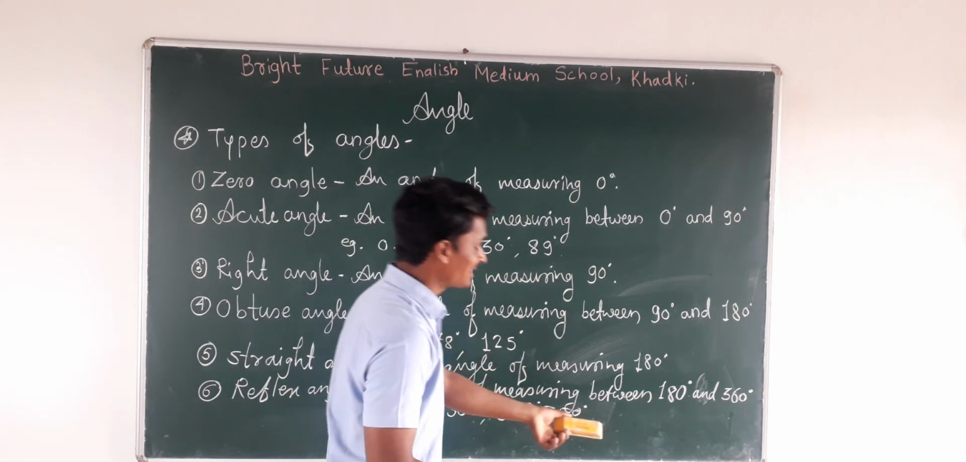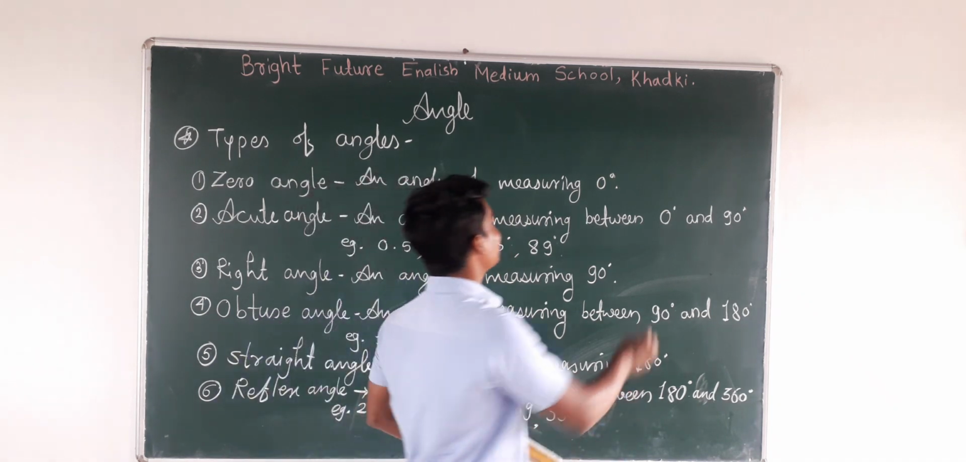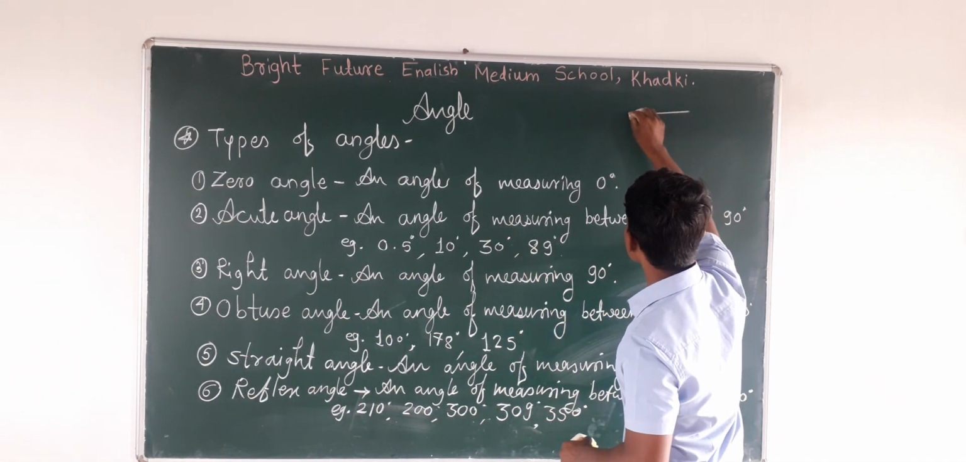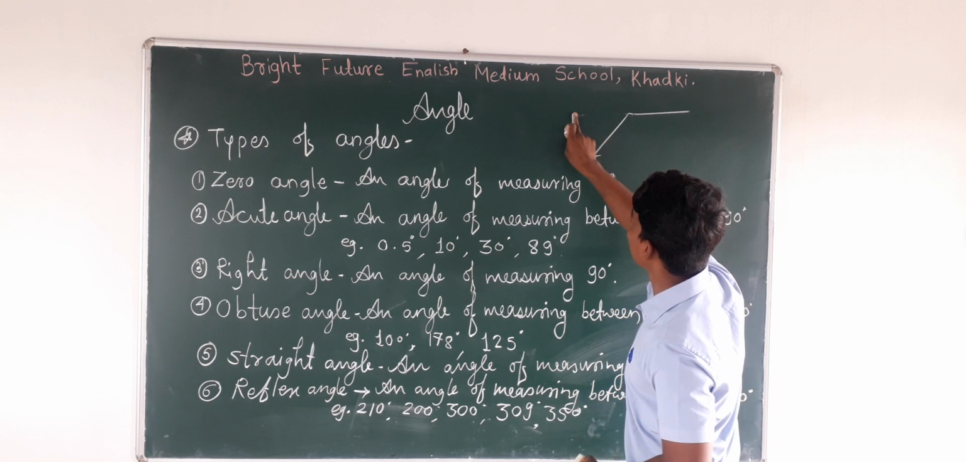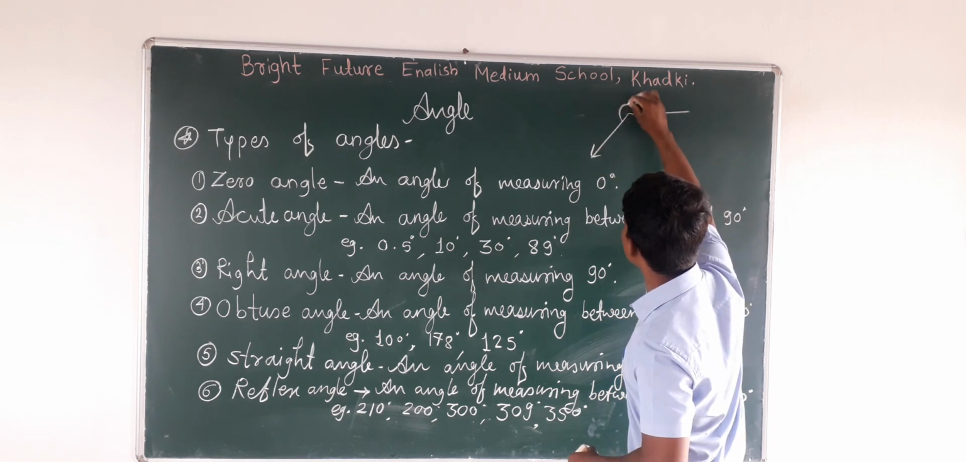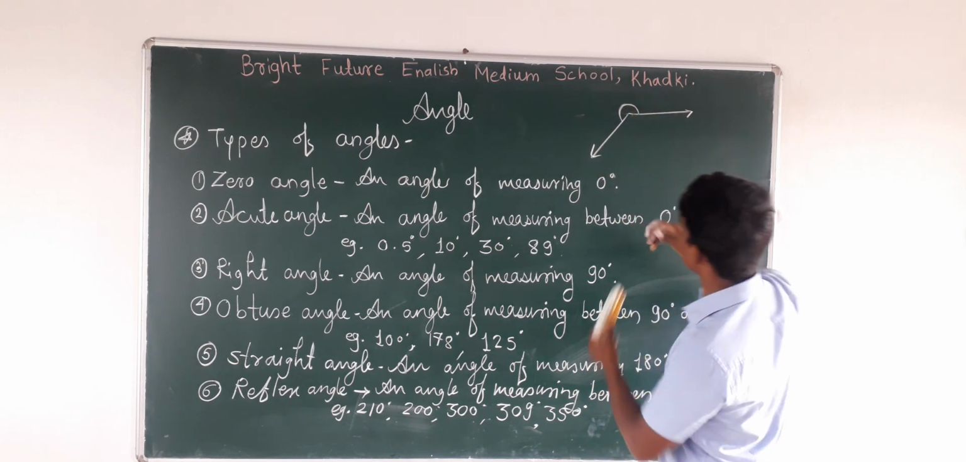So how does this reflex angle look? A reflex angle looks like this. This is the angle. यहाँ पे straight angle होता है, तो यहाँ पे हमने ये angle कंसीडर करना है बाहर की साइड वाला, मतलब this side angle.